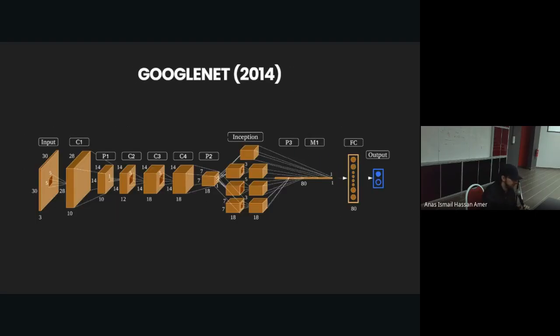So this is the architecture of GoogleNet. We have some convolutional layers, C1, then pooling, P1, C2, C3, C4, all convolutional layers, and then P2, another max pooling layer. And then this is the Inception module that they describe, which also includes the 1-by-1 convolution that they also describe. And then they just flatten the output and pass it to fully connected layers, and they get the output. Okay.